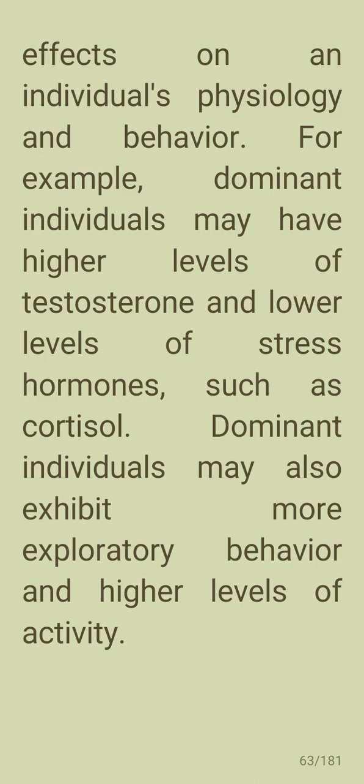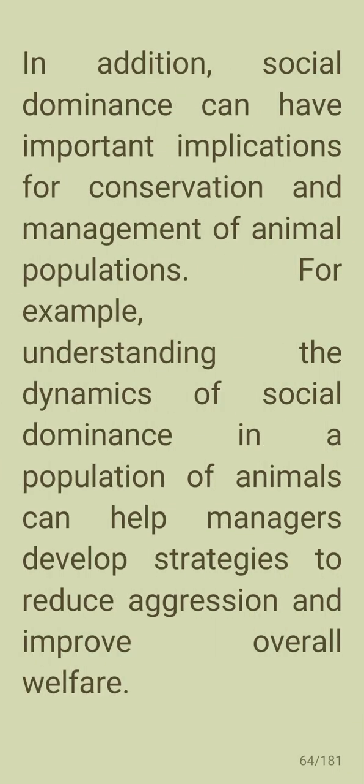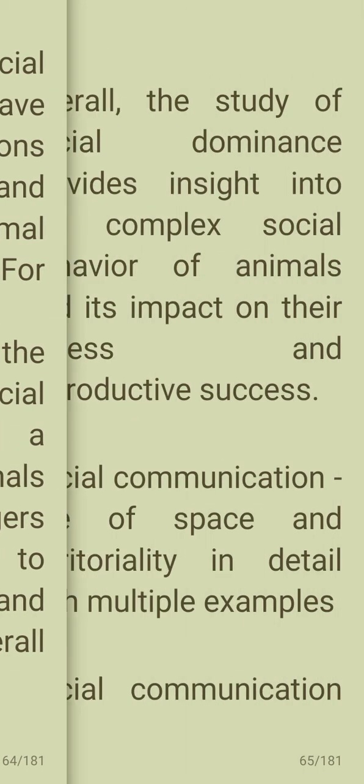For example, dominant individuals may have higher levels of testosterone and lower levels of stress hormones, such as cortisol. Dominant individuals may also exhibit more exploratory behavior and higher levels of activity. In addition, social dominance can have important implications for conservation and management of animal populations. For example, understanding the dynamics of social dominance in a population of animals can help managers develop strategies to reduce aggression and improve overall welfare.